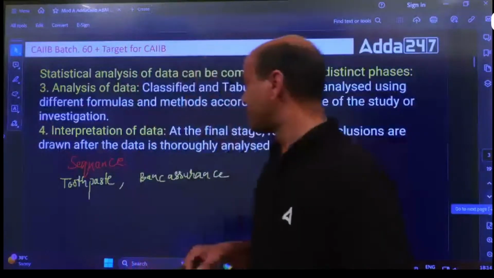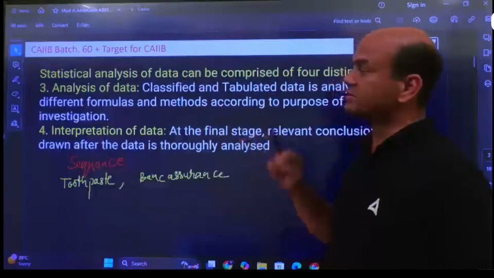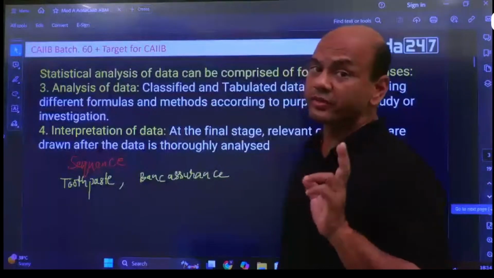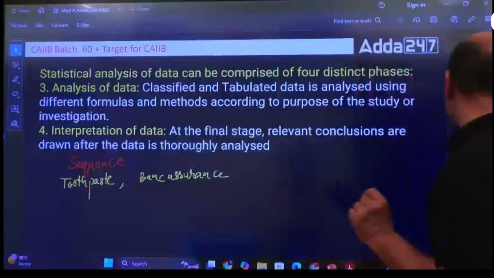Kindly note, one important point you must always note. Data and information. These 2 points are very important. Data and information.